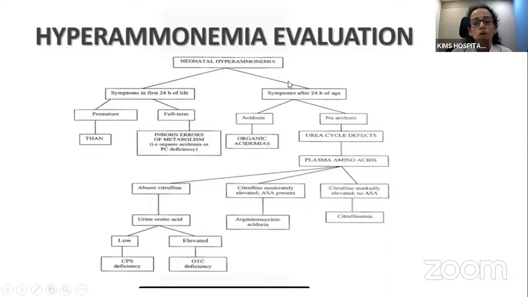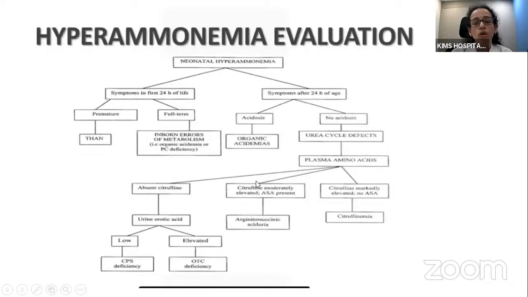Symptoms presenting after 24 hours of life. If there is acidosis, you think of organic acidemias. If there is no acidosis, then we should go for urea cycle defects. Then we should measure the plasma amino acids, particularly the citrulline. If the citrulline is absent, then we should measure the urine orotic acid. If urine orotic acid levels are low, then carbamoyl phosphate synthetase deficiency. The urea cycle will be seen in the next slide. And if it is elevated, then ornithine transcarbamylase deficiency.